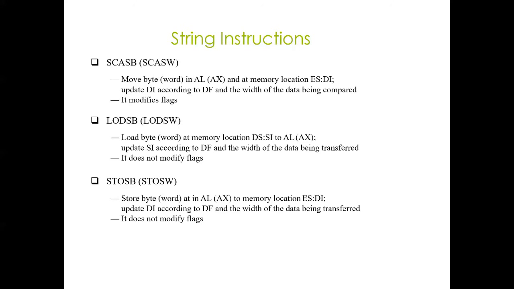After the execution of STOS instruction, DI register is automatically incremented or decremented if DF flag is 0 or 1. For 8-bit data transfer, DI register is incremented or decremented by 1. For 16-bit data transfer, DI register is incremented or decremented by 2. The object code is AA for 8-bit operation and AB for 16-bit operation, and none of the flags are affected.